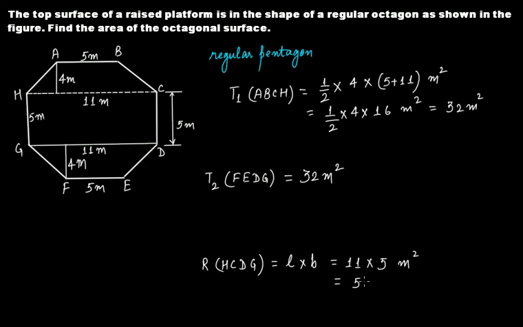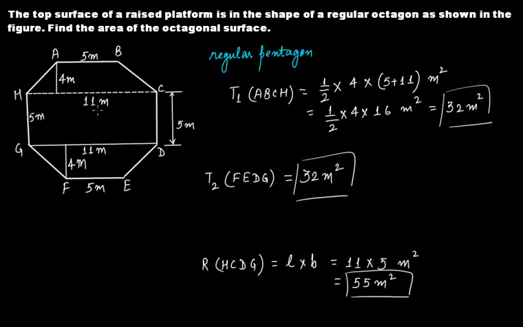So you get 55 meter squared. So the area of this rectangle is 55 meters squared. Now, the area of this octagon will be this area plus this area plus this area, this trapezium plus this rectangle plus this trapezium. 32 plus 32 is 64, plus 55 is 119 meters squared. So the area of this octagon is 119 meter squared.